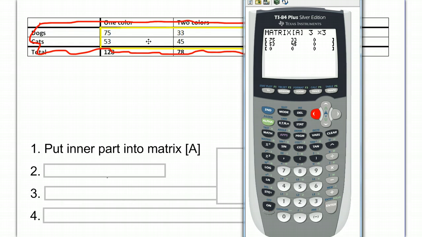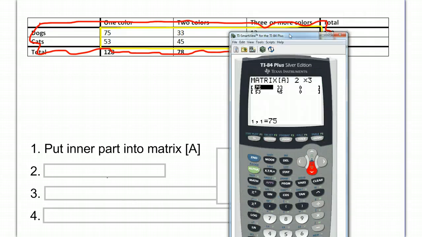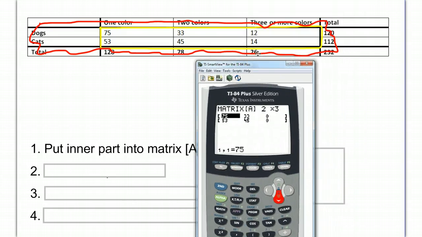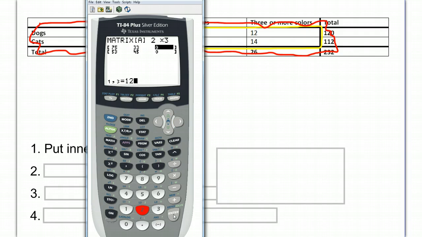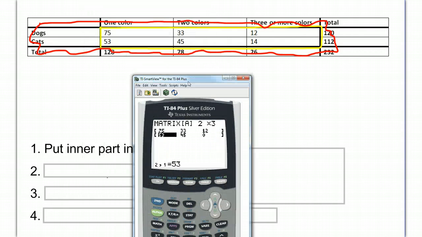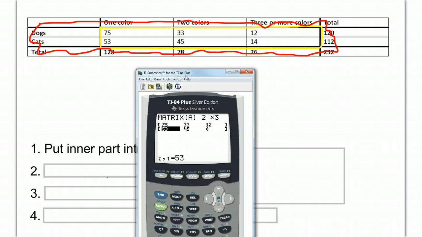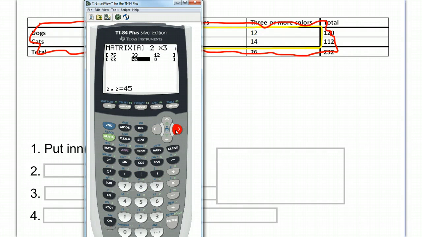So we have 2 rows, 3 columns, and we want our grid to look something like this. To punch in our values, we would have 75, 33, and I have some of these values already in there, and then 12. We have 53, 45, and then the last one going across would be 14. And you plug all these values into your matrix A. You just type them right in.